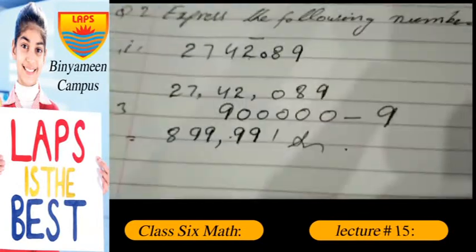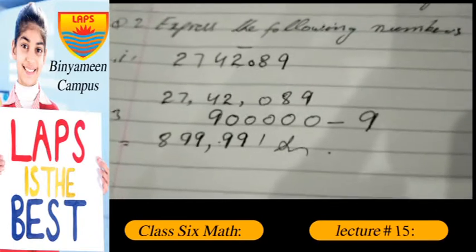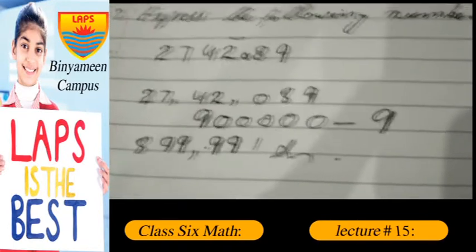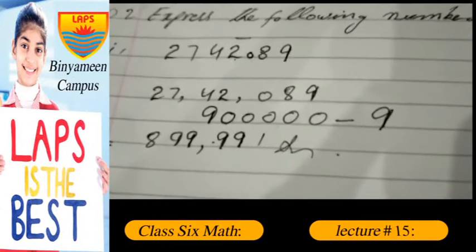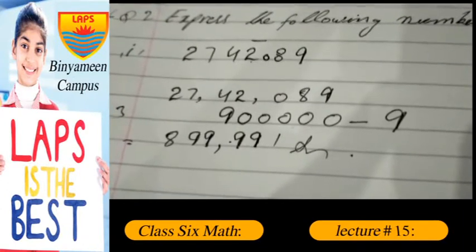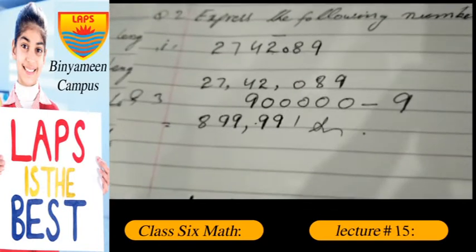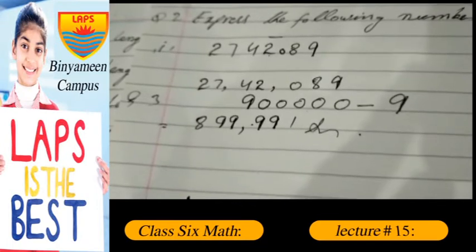You can write it like this: 9 lakhs. Now we subtract the other 9. The other 9's place value is ones. Now we subtract 9 lakhs minus 9, and we get the answer 899,991.